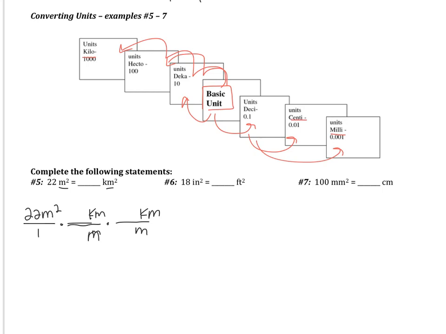Now, looking at our graphic above, kilometers is 3 moves away. So it's going to be 3 times bigger. And this is the number that you're going to use. So 1 kilometer will give us 1,000 meters. So that number is always what's going to go in front of the meter.